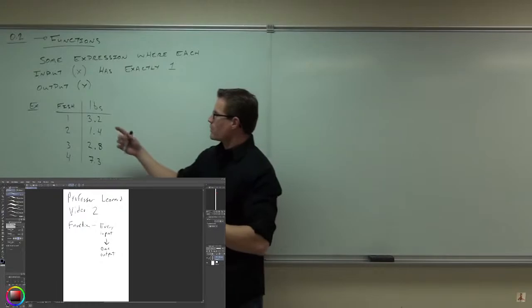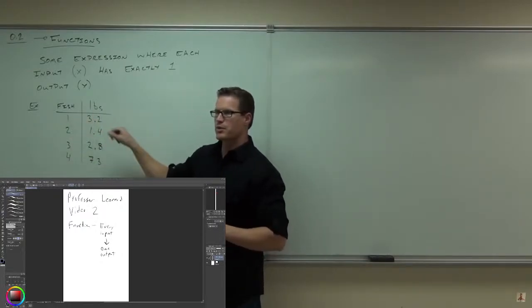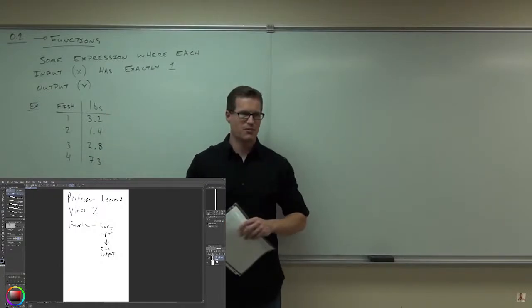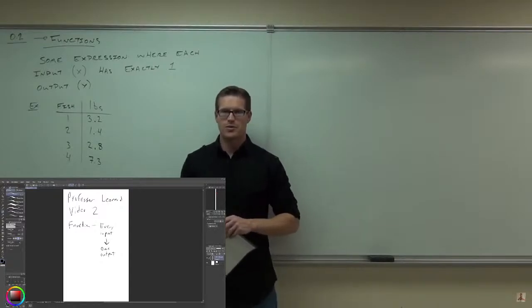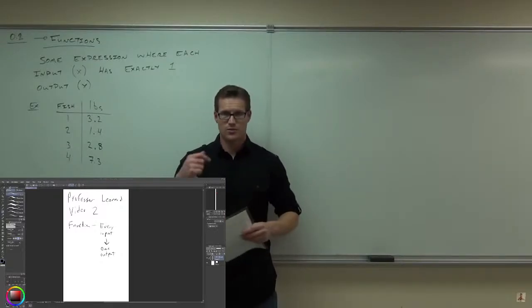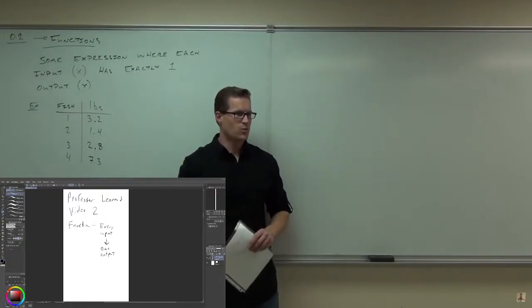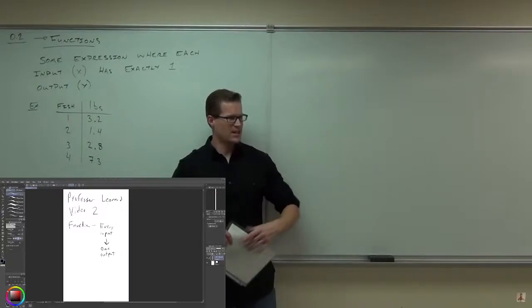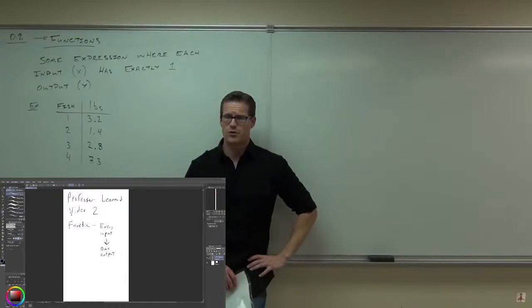So when we say it has one output, I mean that I don't have fish number 1 weighed 3.2 pounds and 4.7 pounds. Because you'd say, how much did your first fish weigh? I'd say 3.8 or 3.2 or 4.7. Would that make sense to you? Well, no, seriously, how much did your fish weigh? 3.2 or 4.7. And you're like, that doesn't make any sense. You're giving me 2 weights for the same fish.